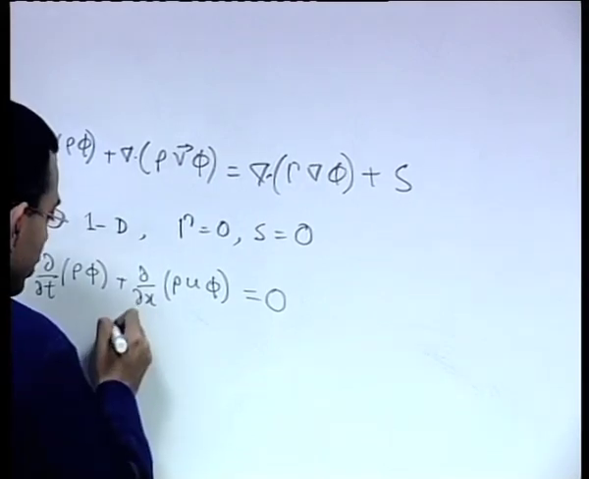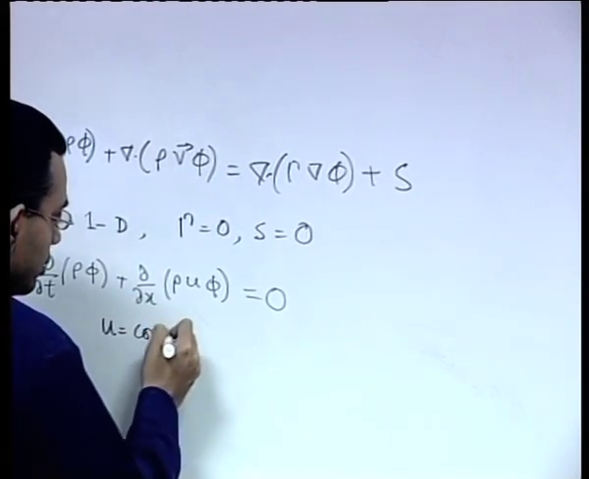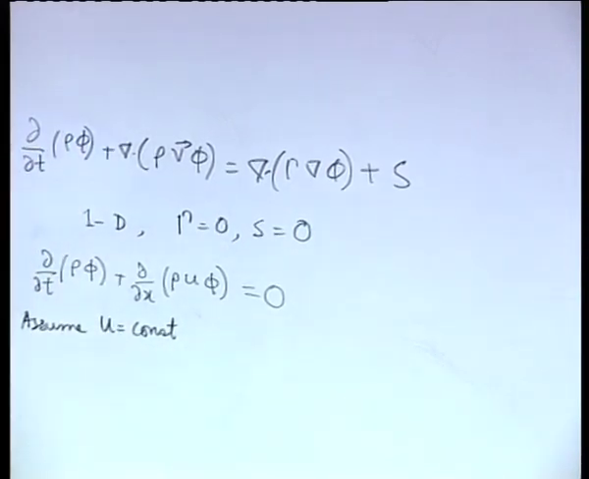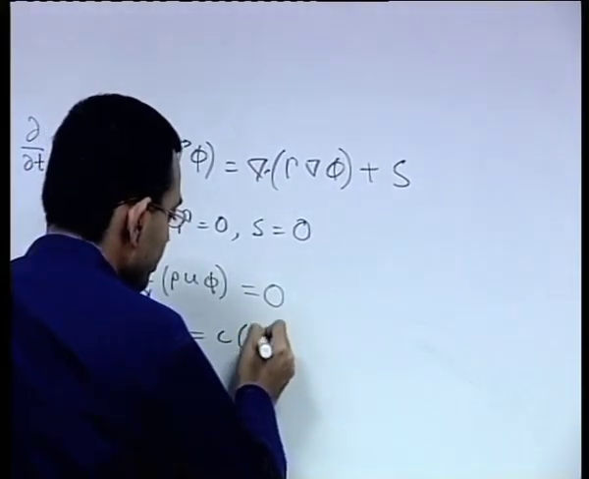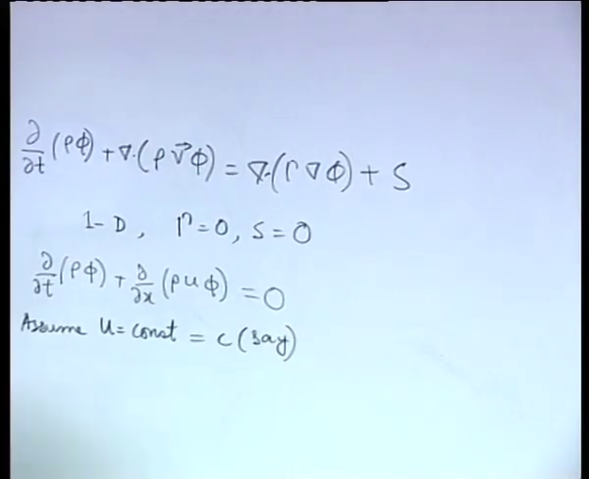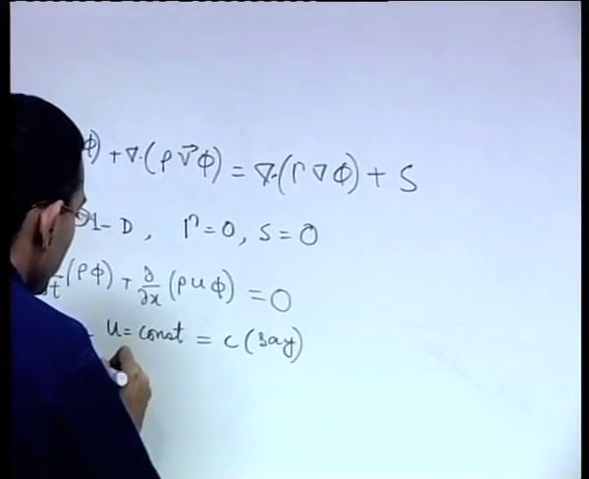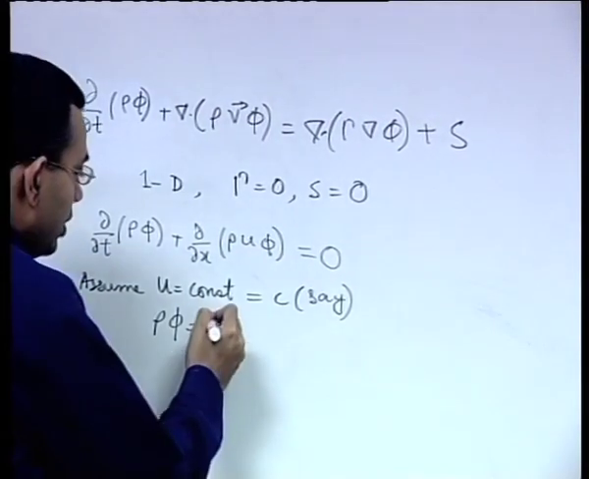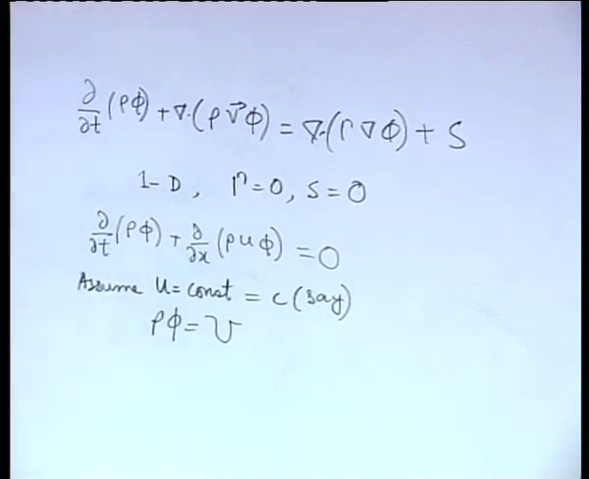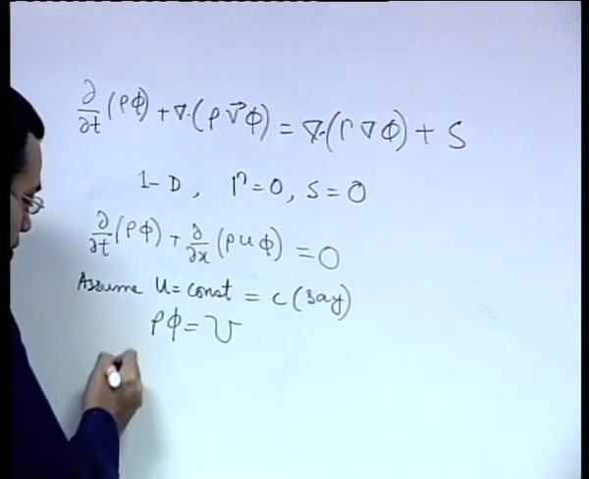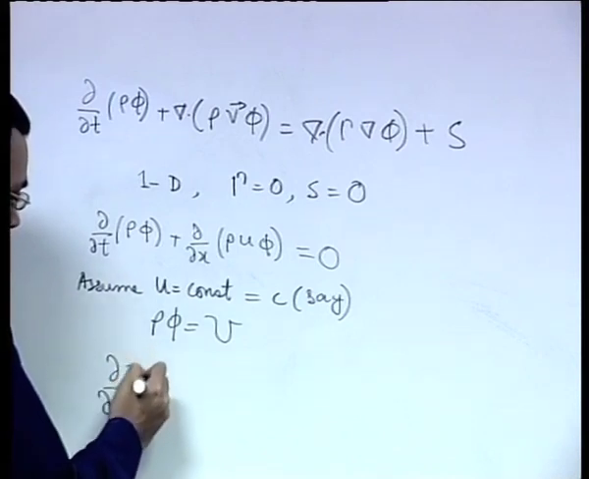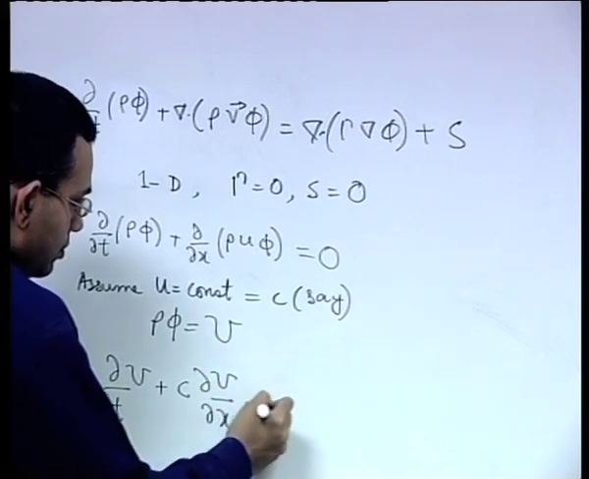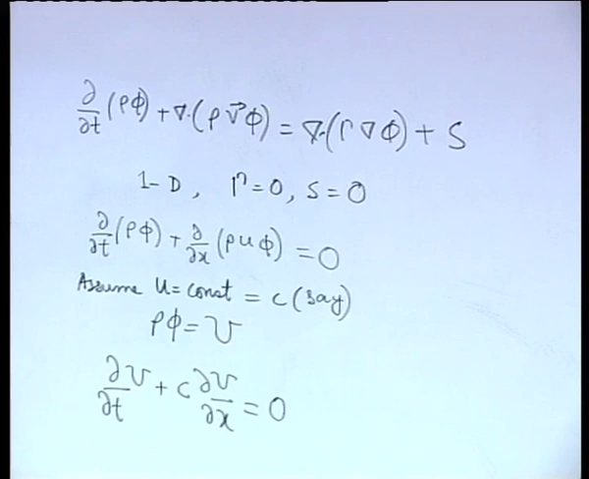Let us say that u is equal to a constant, which is equal to c, say, and we give rho into phi a name, capital U. So, we come up with the following equation. This one.